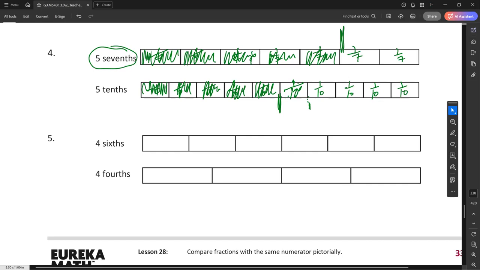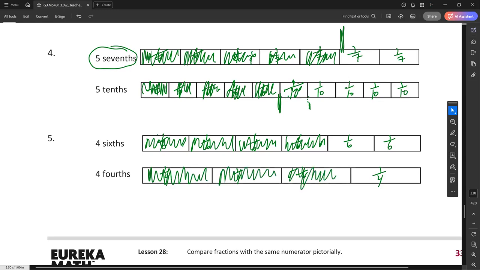All right, last one on this page, 4/6 and 4/4. So I need to label 6ths and 4ths. Okay, now that we label, we can shade. First one says 4/6, so I'm going to shade 4. And the second one says 4/4. So I'm actually going to shade the whole thing. And what's more, a fraction or a whole? A whole. So 4/4 is larger.